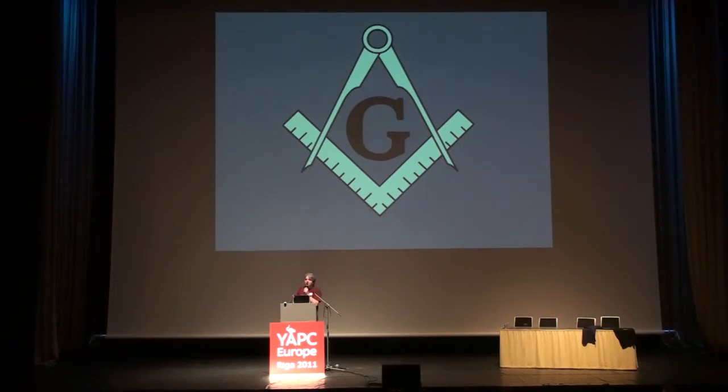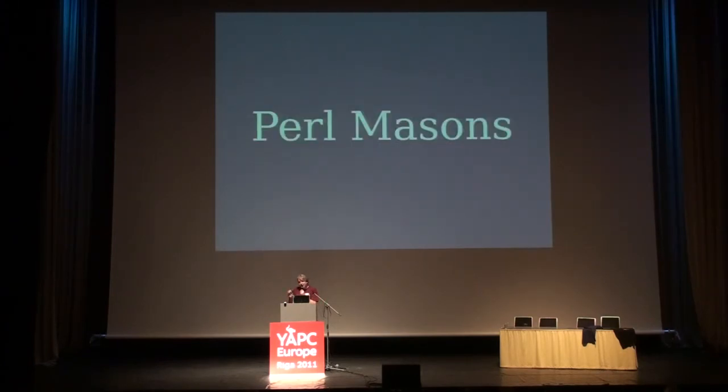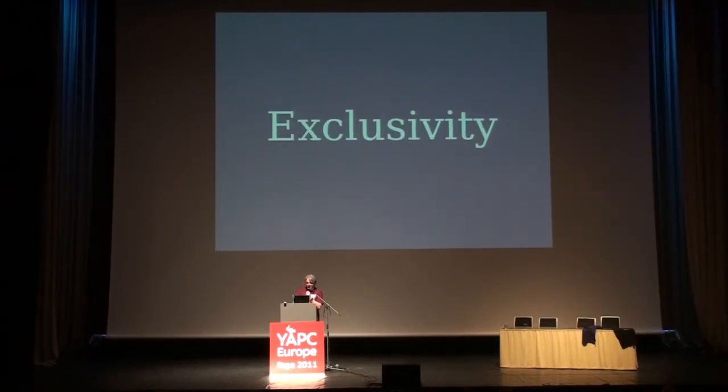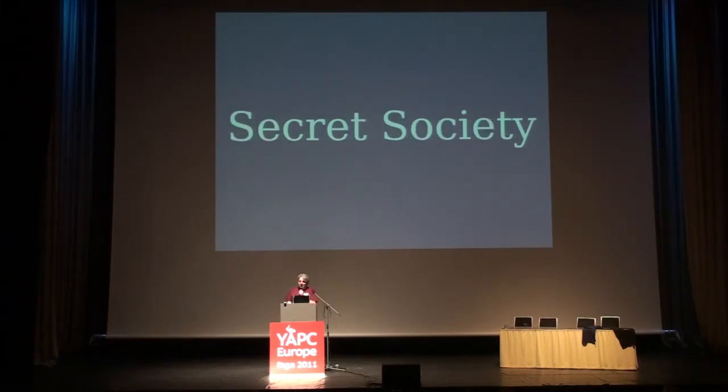This is the symbol for Freemasonry. Of course, we're going to have to get rid of that G because people think that we're being run by Guido or something like that. And for those of you who are still a bit more old-fashioned, we can have a slightly different logo. But yes, I'm talking about Perl Masons. Popularity is not what we're after. What we need is exclusivity. We need to be a secret society.